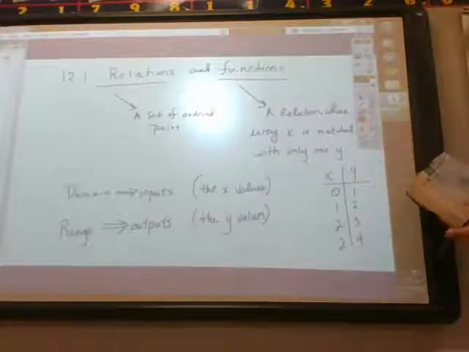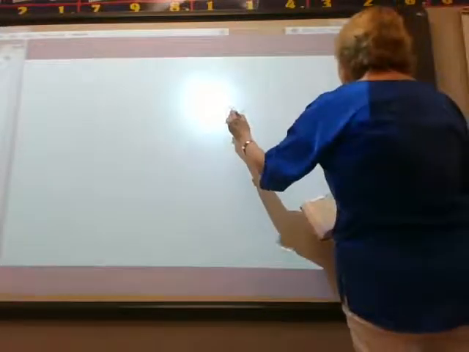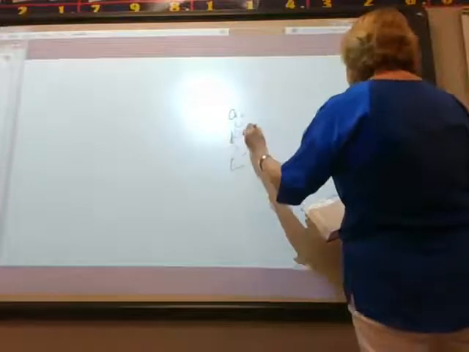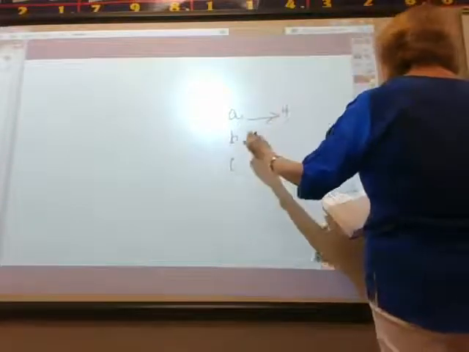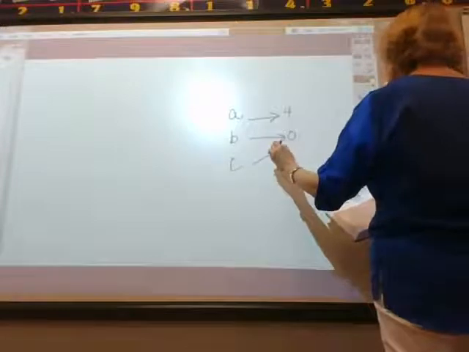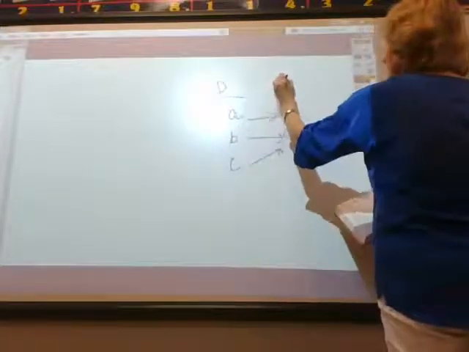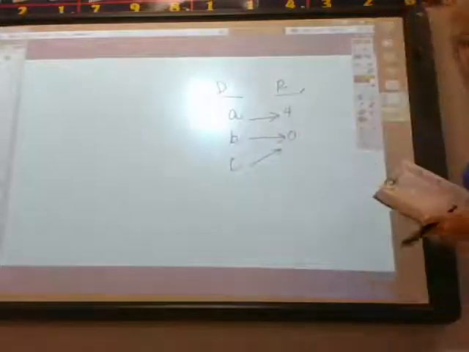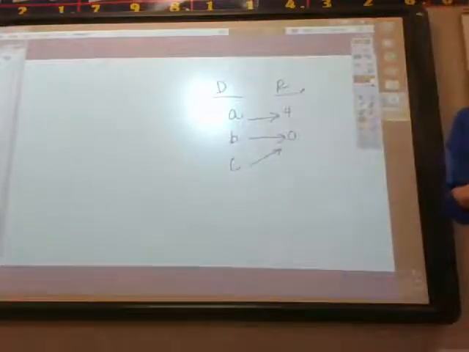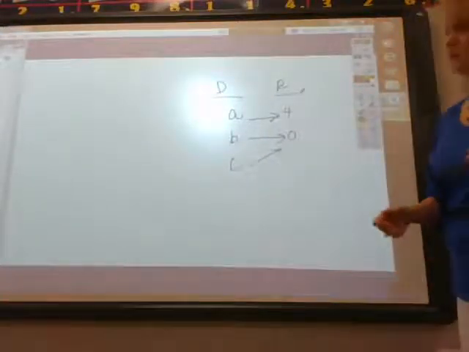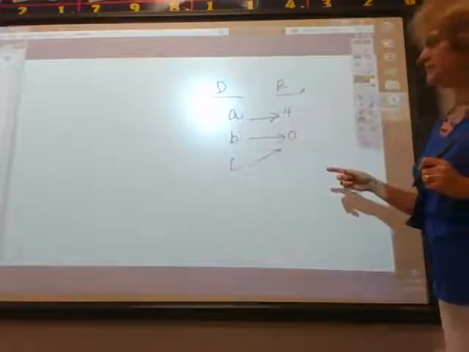So take some time, make sure that you understand this, read through it, and let's right now look at the examples from the book. So on page 537, example 1, we have A, B, and C. A is matched up with 4, 0, and 0. This is our domain, our x's, our range, our y's, or our input and output. So is this relation, is it a function?